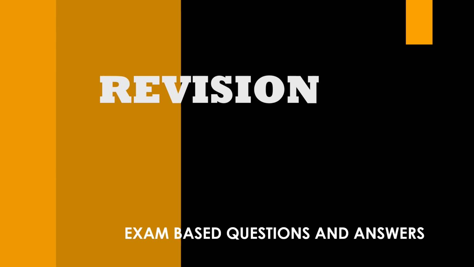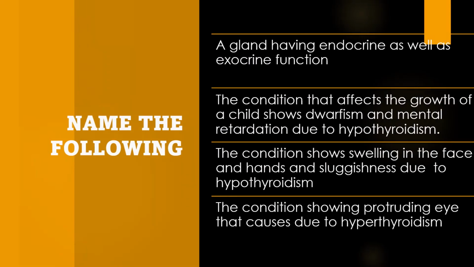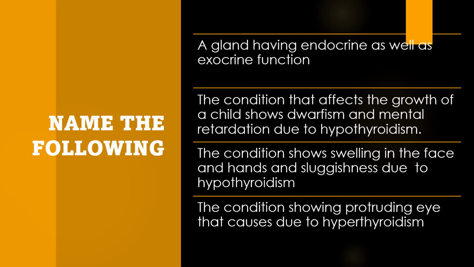Revision, exam based questions and answers. Name the following. First one, a gland having endocrine as well as exocrine function. Pancreas. The condition that affects the growth of a child, showing dwarfism and mental retardation due to hypothyroidism: cretinism. The condition showing swelling in the face and hands and sluggishness due to hypothyroidism: that is myxoedema. The condition showing protruding eye, caused due to hyperthyroidism, that is exophthalmic goiter.